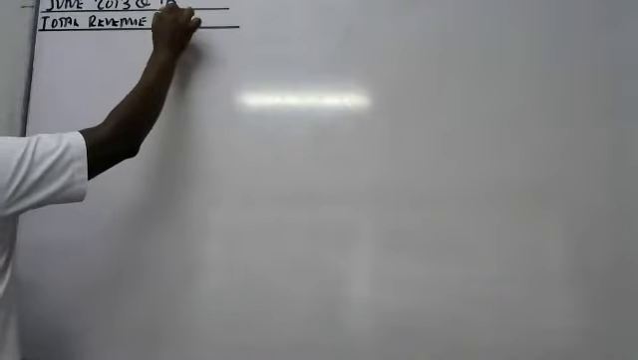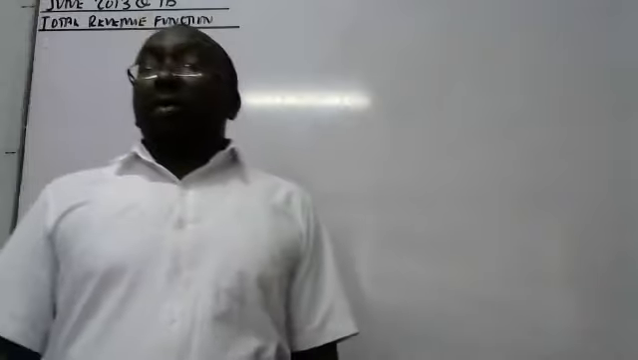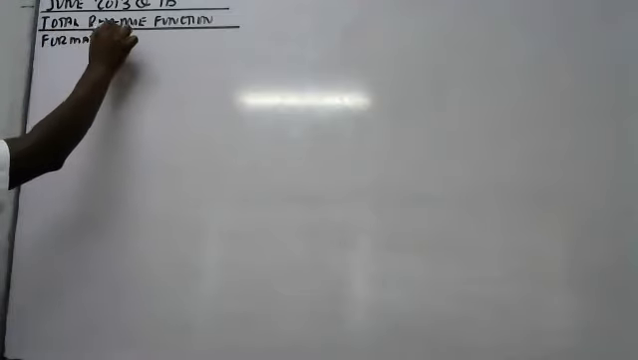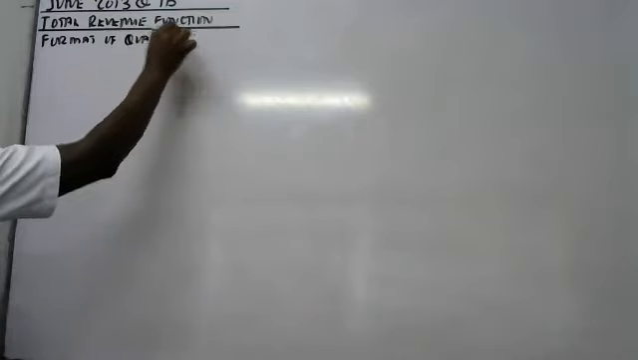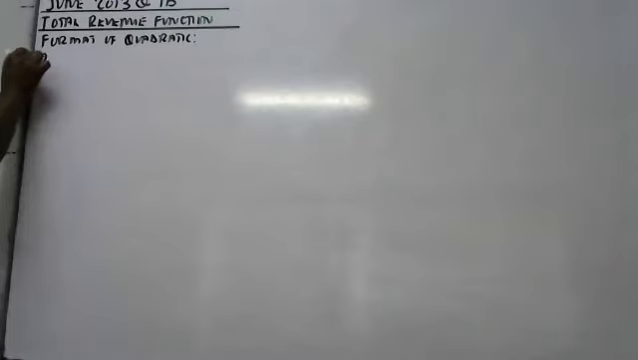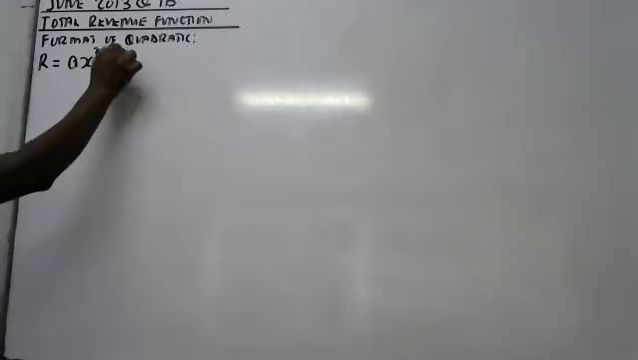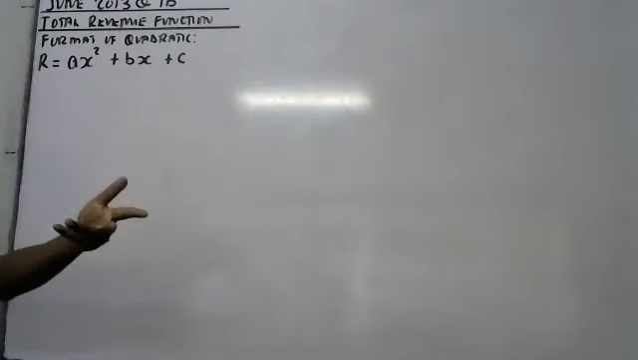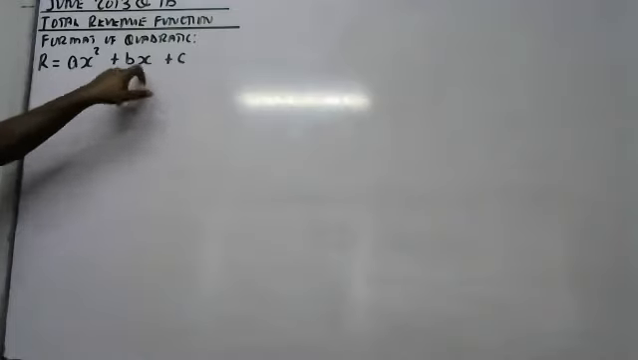Total revenue function. When you are developing a function, it's good to know the format. So this one we have been told is quadratic. So the format of quadratic, because you are told it's quadratic, is R is equal to AX squared plus BX plus C. That is the format. It's not all the time that we shall be using R. You can use anything else depending on what you are looking for. But the format is that there should be an X squared, an X, and a constant.